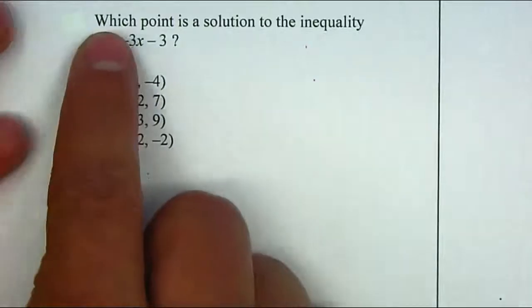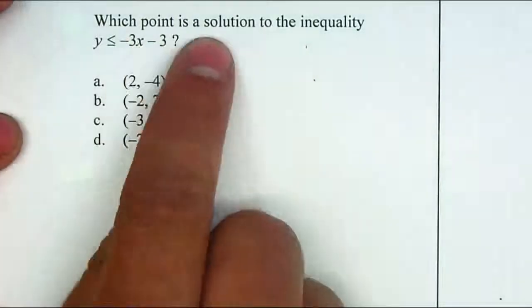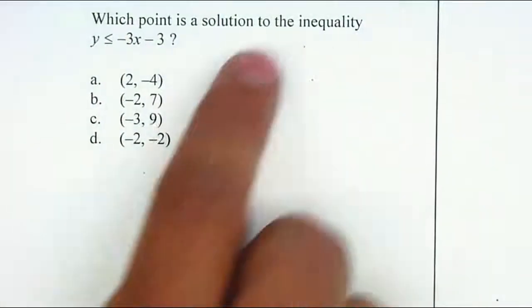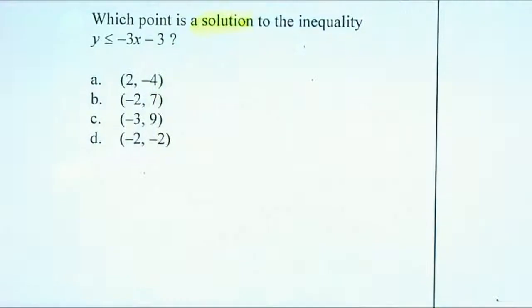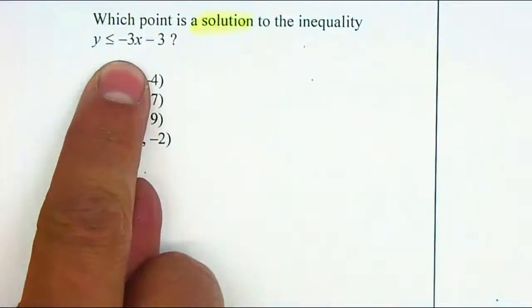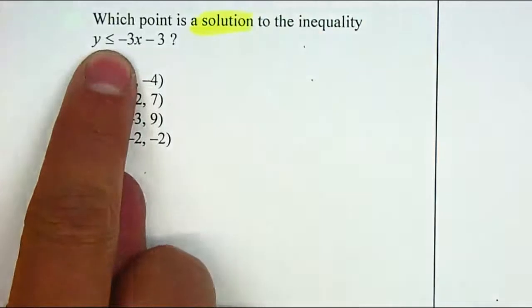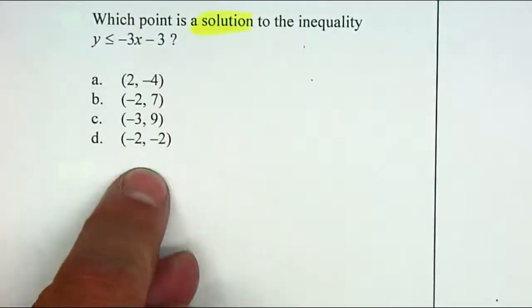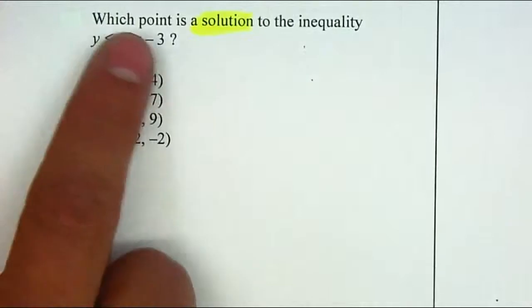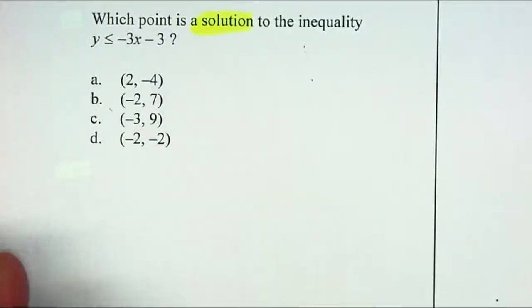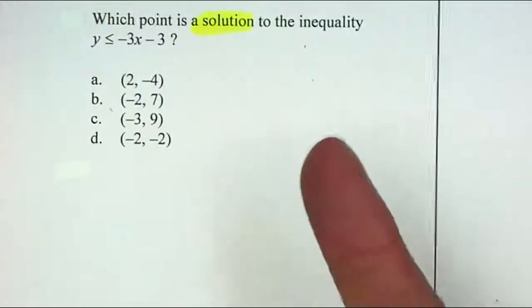On the following problem, it says, which point is the solution to the inequality? Which is the solution? We have two choices once again. If you want to graph it, don't forget to shade it, and determine which of those points are shaded, or in this case can also be on the line, then we can determine which of those 4 points is the solution. So that's one way of doing it.